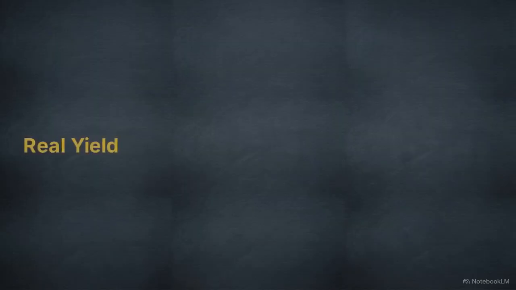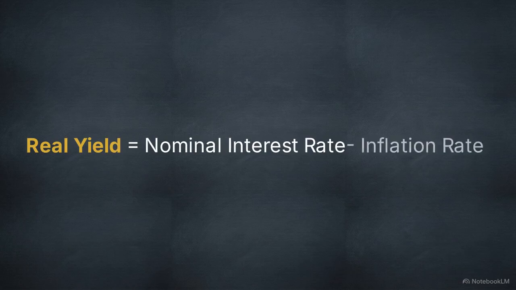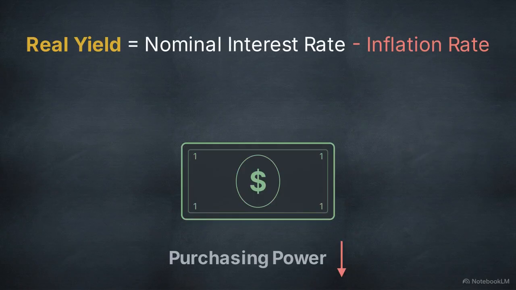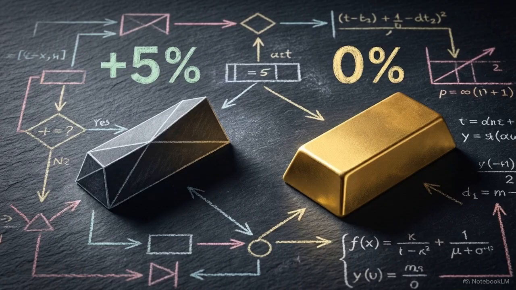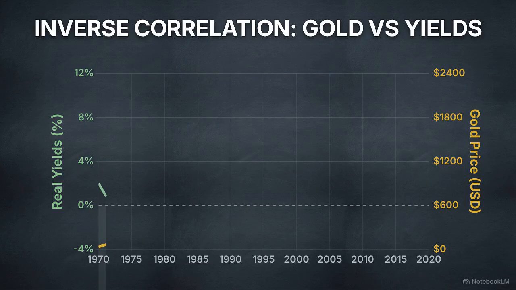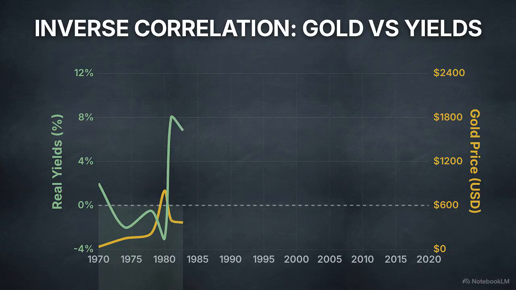Real yields represent the nominal interest rate minus the rate of inflation. This figure shows the actual purchasing power return on capital. Positive real yields create an opportunity cost for holding an asset that pays no interest. Investors essentially pay a premium in lost earnings to hold physical gold over interest-bearing debt. Gold prices and real yields maintain a strict inverse historical correlation. When the return on sovereign debt rises, capital rotates out of gold and into fixed income assets.